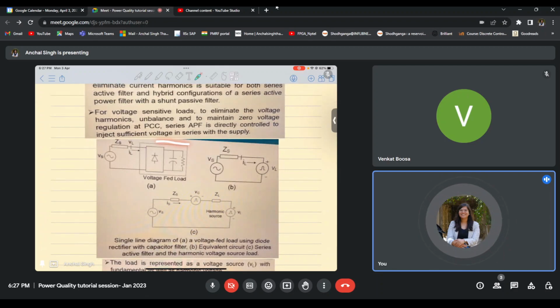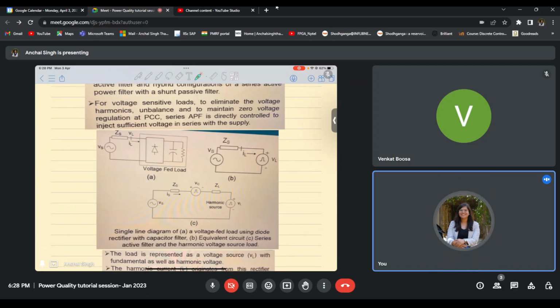So this is an example of a voltage fed load, because at the output of this diode bridge rectifier a capacitor is connected, and due to the presence of this capacitor, we call this load a voltage fed type of load. Since this is a voltage fed type of load, I can model it as something like this. Now, if this is the equivalent circuit, and I want to take care of this voltage, what I'll do is I'll connect something here. Let me say I'm connecting a voltage source here. So this is our VC.